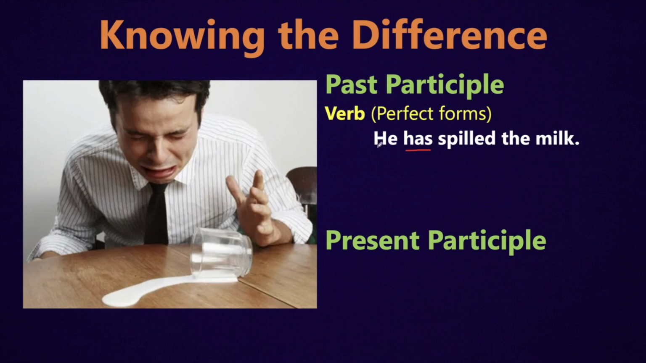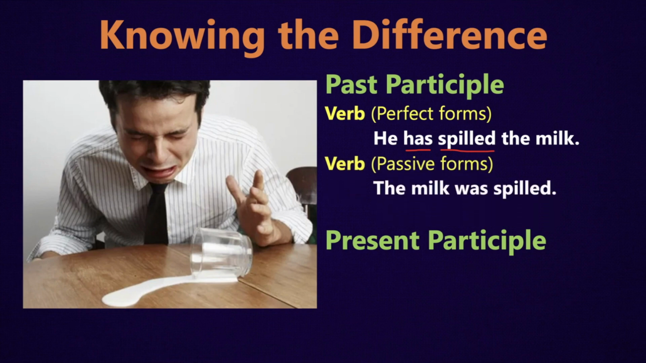So for example, he has spilled the milk. So we look at this guy over here, he spilled the milk. So we have a helping verb has before the participle spilled. So we know that this is being used as a verb because it has a helping verb with it. We can also see this in the passive form. The milk was spilled. So again, we see our participle here, spilled, is the past participle, and we see a helping verb before it. Now here we have perfect forms and passive forms.